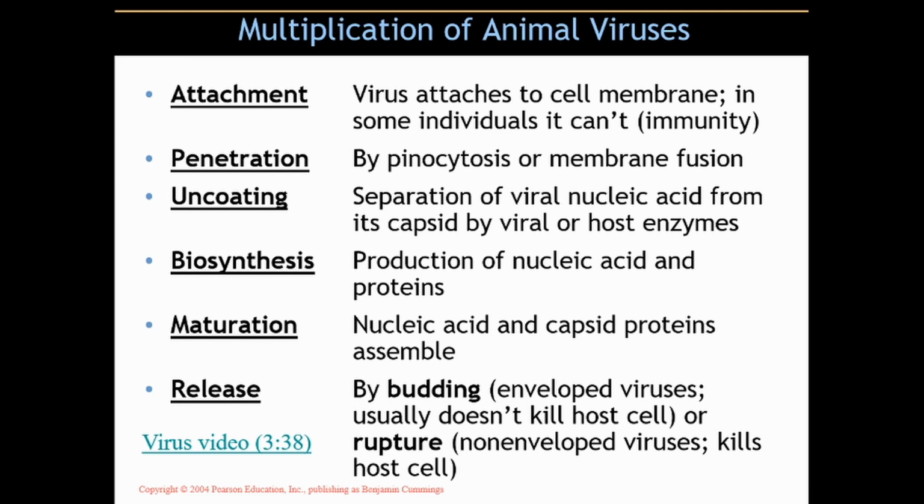Then there's uncoating. The nucleic acids become separated from the capsid. Remember, the capsid is the protein coat that surrounds the nucleic acids. That capsid gets separated. The nucleic acids are released inside the cytoplasm, and then it heads down into the nucleus of the cell. Gets the nucleic acids from the host cell, then uses those nucleic acids to make more of themselves, gaining access to the host cell nucleic acids and the host cell enzymes.